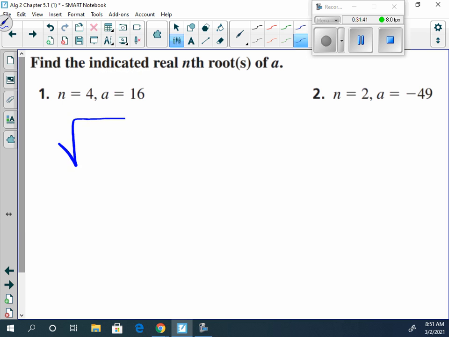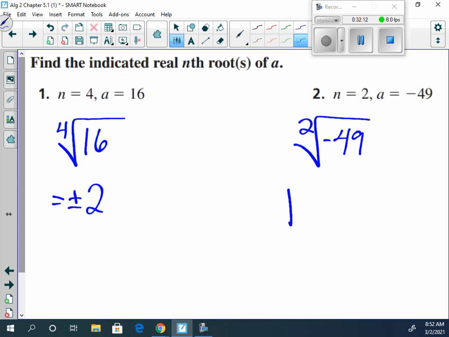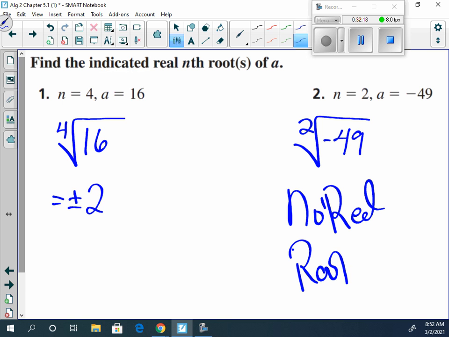This here would be the fourth root of 16. And the fourth root of 16 would be? We have plus or minus 2. How about number 2 here? We'd have the square root of negative 49, yes? Right, so this is no real root, because this would be 7. No, double R.